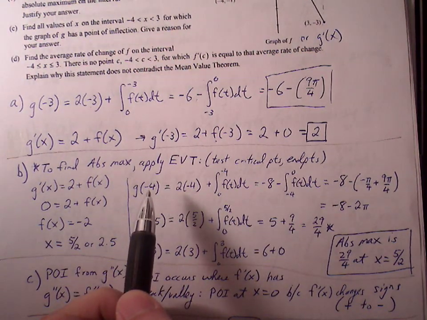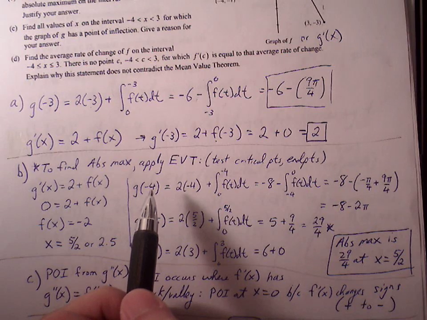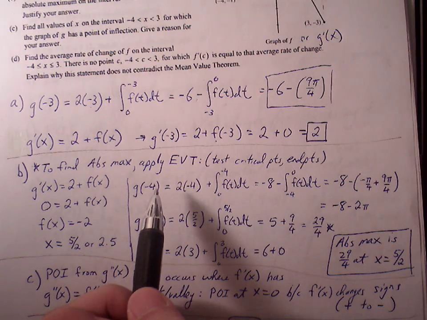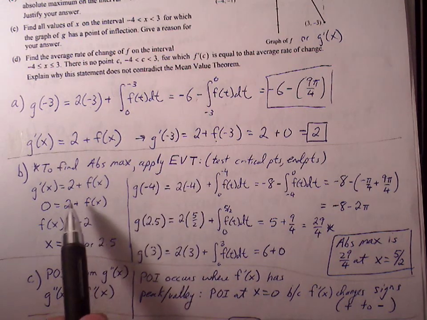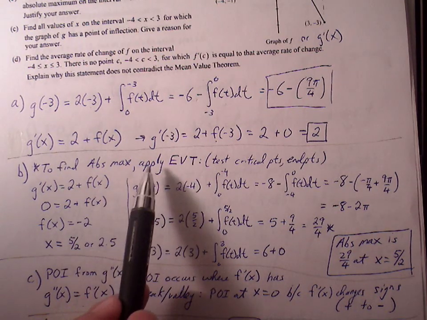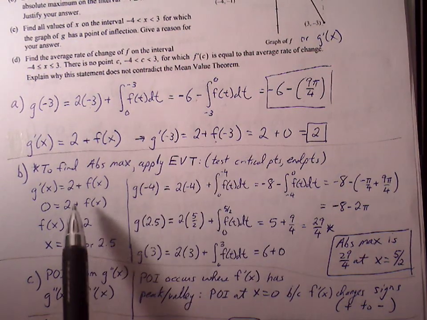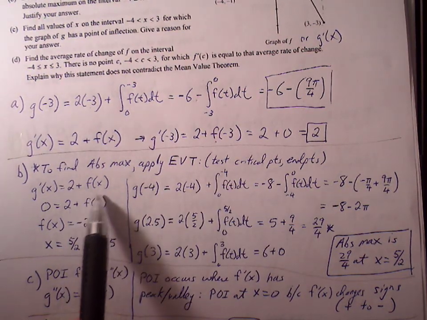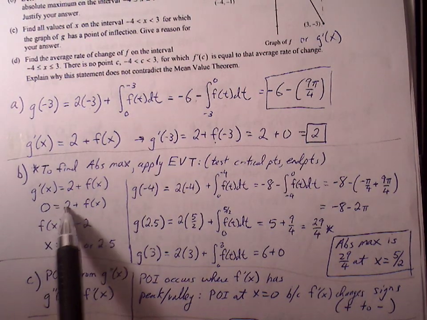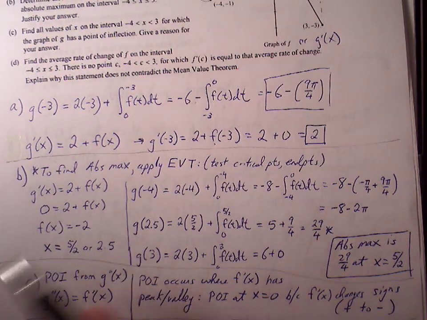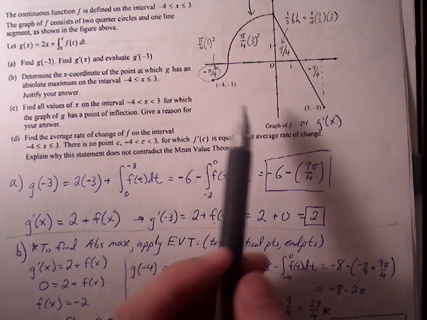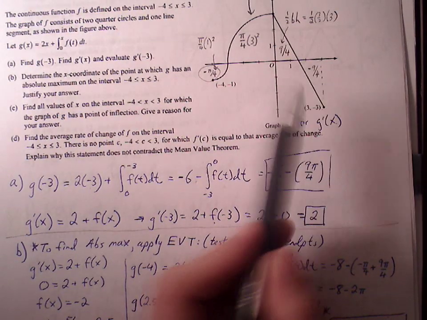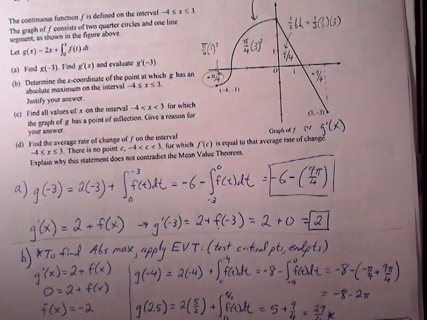I'm sorry. It says find absolute max, apply the extreme value theorem. So if we want to find absolute max, we have to find critical points. Critical points really need to come from g prime, wherever g prime is 0. So if we set g prime equal to 0, we get 2 plus f of x, and we're looking for where f of x is equal to -2. Our f of x is equal to -2 whenever our graph is at x equals 2.5.